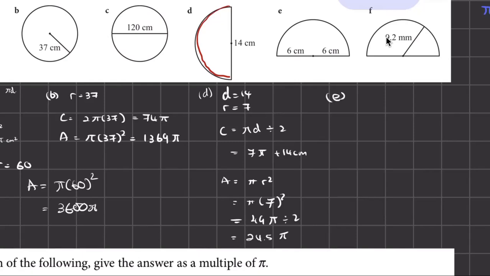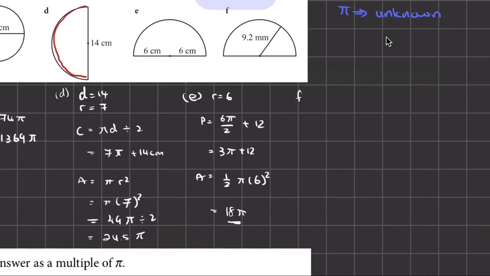Question E is the same thing. They just flip it around. They just turn it 90 degrees. So it's still a semicircle. We still need to find the length of the arc and then add 6. So radius is equal to 6. Perimeter, instead of C, I call perimeter: half of a circumference, which is 2 pi 6 divided by 2, plus 12. 6 pi plus 12. Area is equal to half pi r squared. 36 divided by 2, 18 pi.